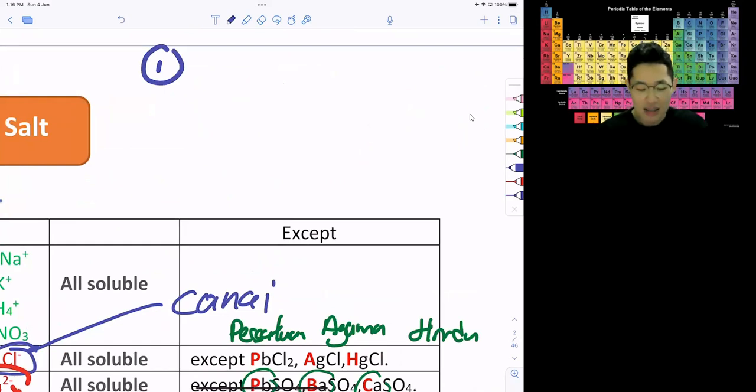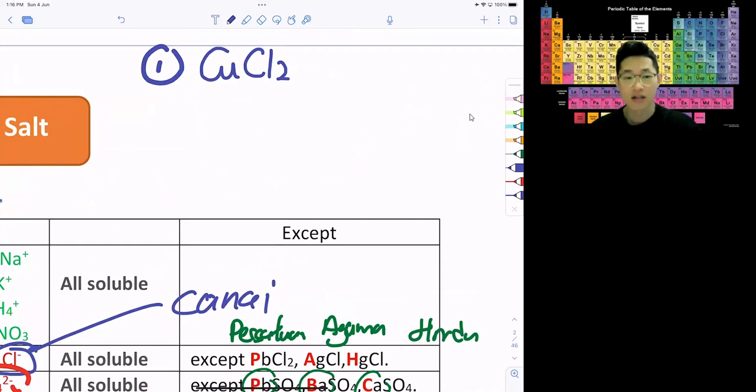Okay. The first example. I want to ask, CuCl2. Soluble or insoluble?